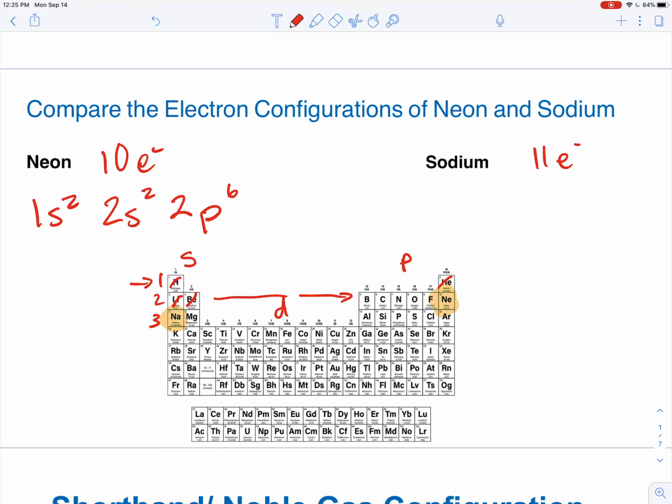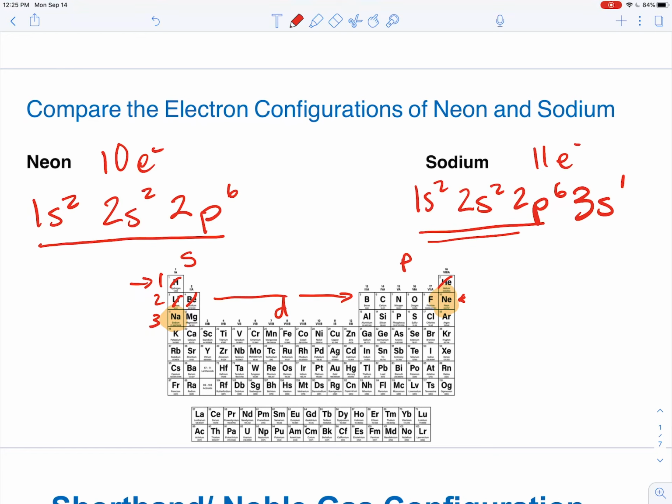All right, if I do sodium, it's going to be very similar. 1s2, 2s2, 2p6, that'll get me all the way up to neon, and then I have one more electron, which is going to go in the 3s1. So as you can see, they're very similar electron configurations, right? We've got these first 10 electrons are the same as these first 10 electrons.